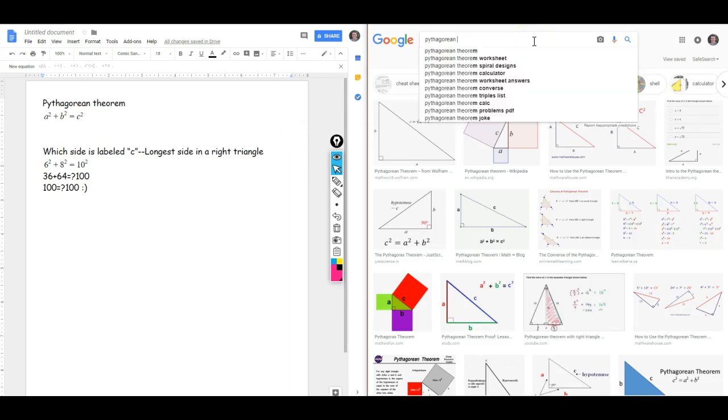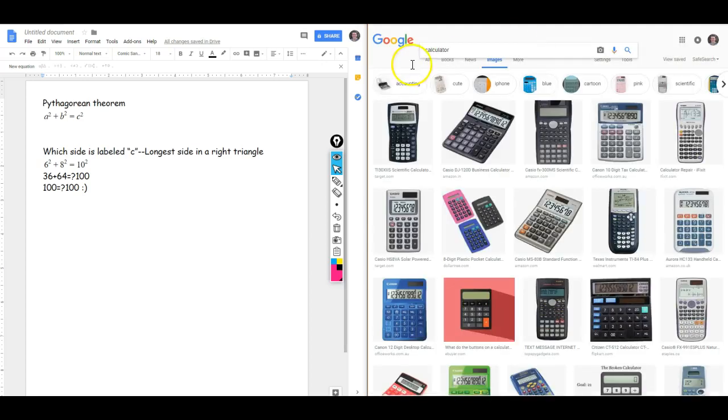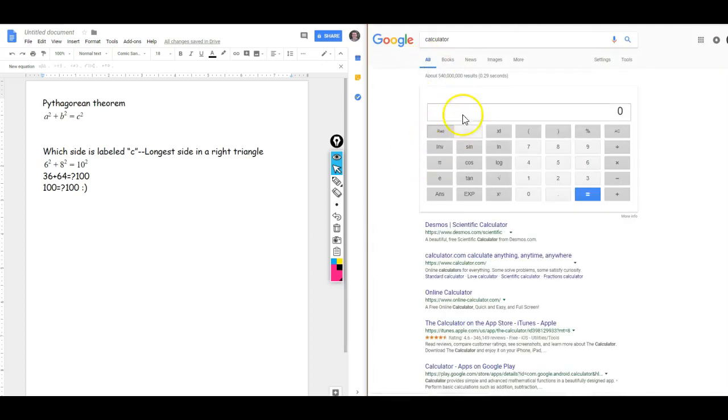Again, if you didn't know what 6 squared was, I used the Google calculator, and this is what I use. So I would type in 6, hit this x to the y, and hit squared.